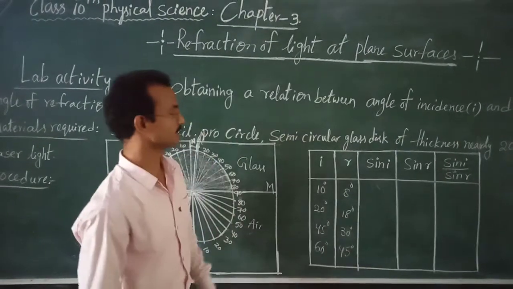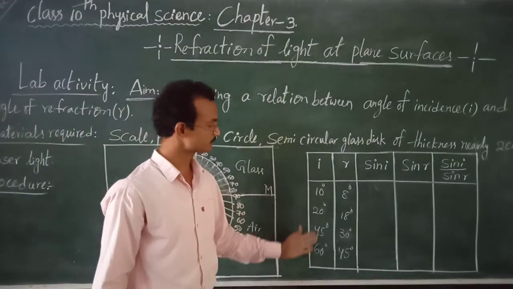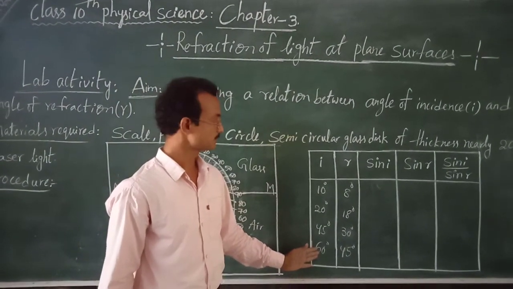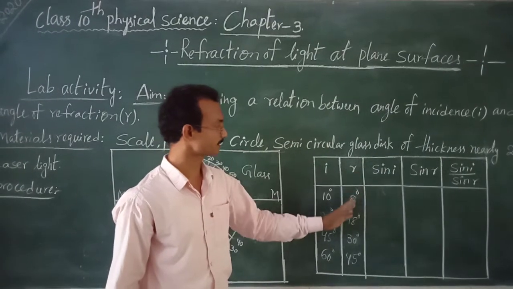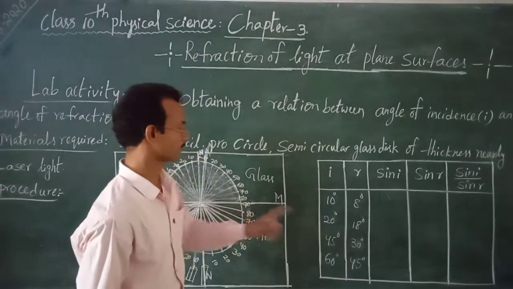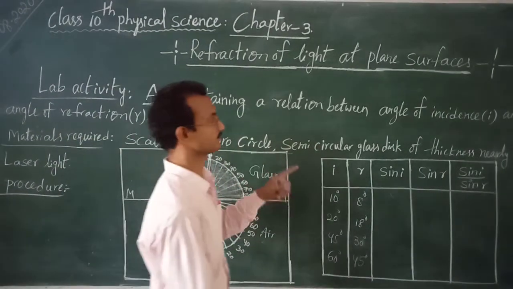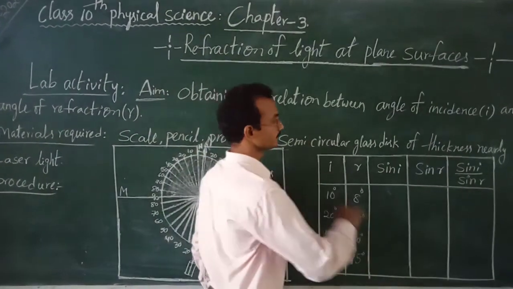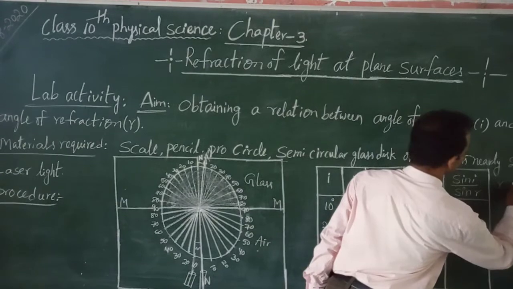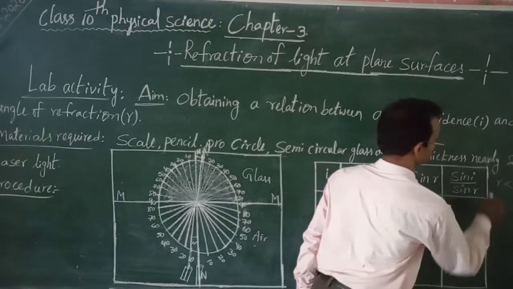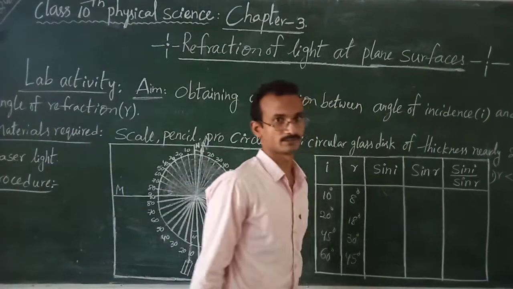You may notice that for every angle of incidence, the angle of refraction becomes less when a light ray propagates from a rarer medium to a denser medium. When a light ray propagates from a rarer medium to a denser medium, we will observe that R becomes less than I. That is one thing you will observe.